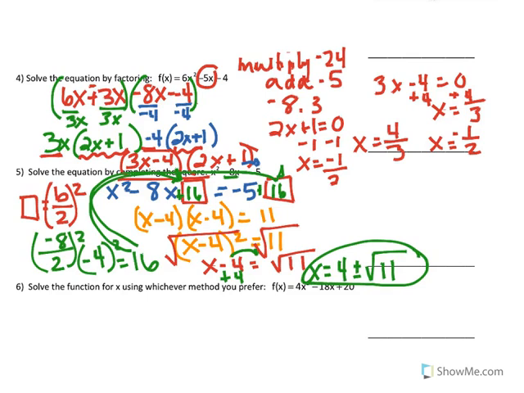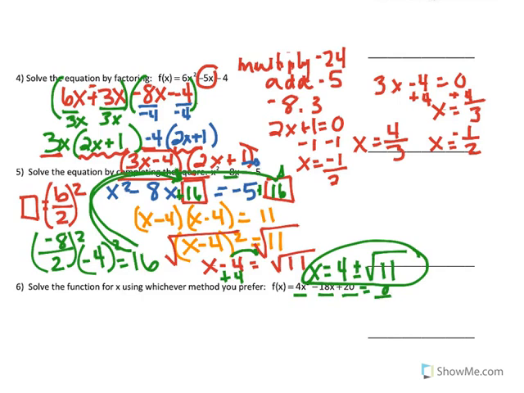Okay, number 6 says you're going to solve the function for x using whichever method you prefer. So I'm looking at this equation and immediately it pops out that there's a GCF. That means I can pull out a number that I can divide all 3 terms by. So that number is going to be a 2. Okay, so I'm going to set this equal to 0.